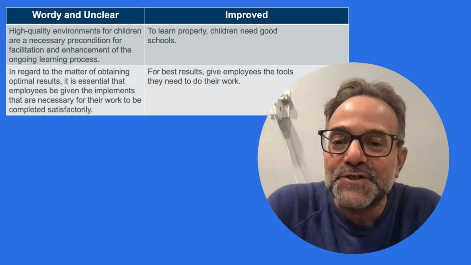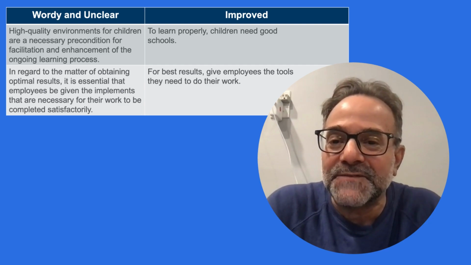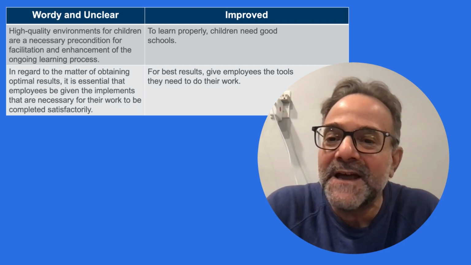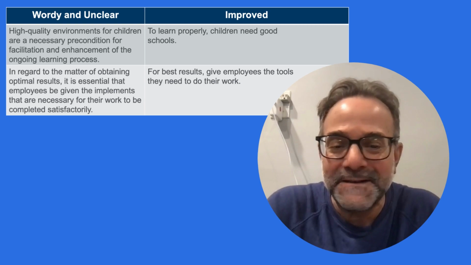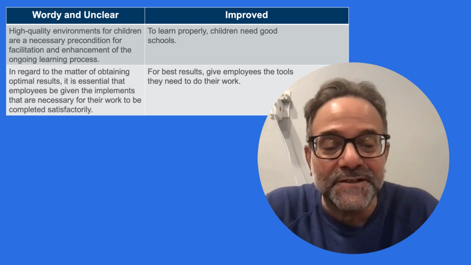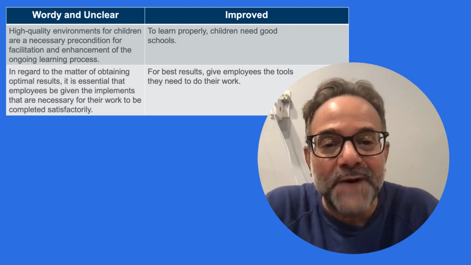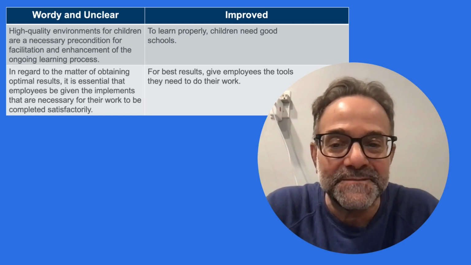Look at these two examples. "High-quality environments for children are a necessary precondition for facilitation and enhancement of the ongoing learning process." Well, it sounds pretty educated, but actually this is much clearer: "To learn properly, children need good schools."